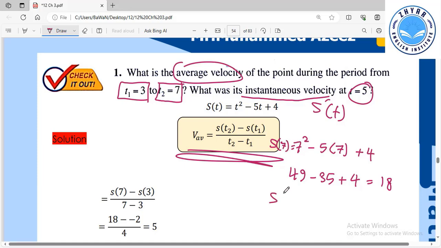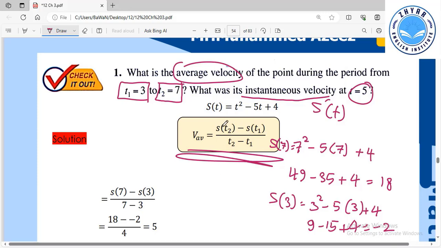If I want to find s of 3, I just replace every t with 3. 3 squared minus 5 times 3 plus 4. 3 squared is 9 minus 15. 9 minus 15 is negative 6. Plus 4, that is negative 2.